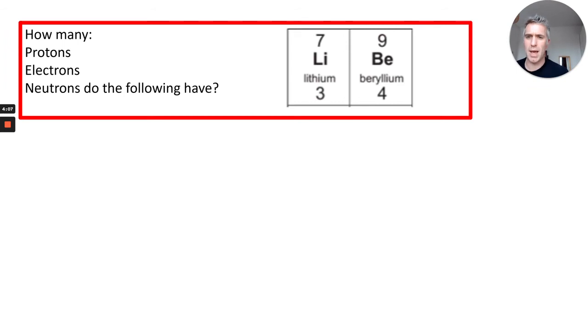Right, let's see if you can work that out. So, here we have 2 elements, lithium and beryllium. Can you, using the information there on those 2 things, tell me how many protons lithium has, how many protons beryllium has, how many electrons do they have, and how many neutrons? I'll just give you a minute, pause the video, and answer the question. Write it on your whiteboards.